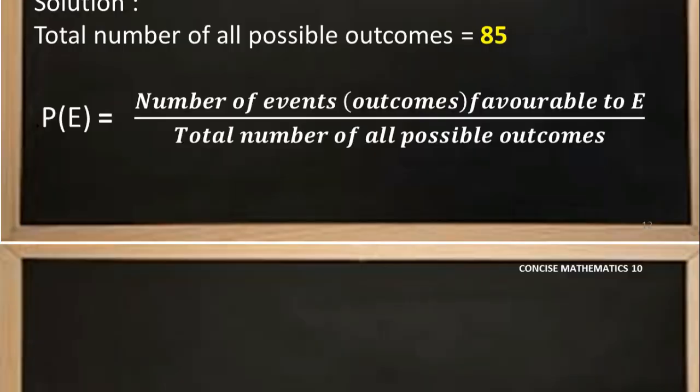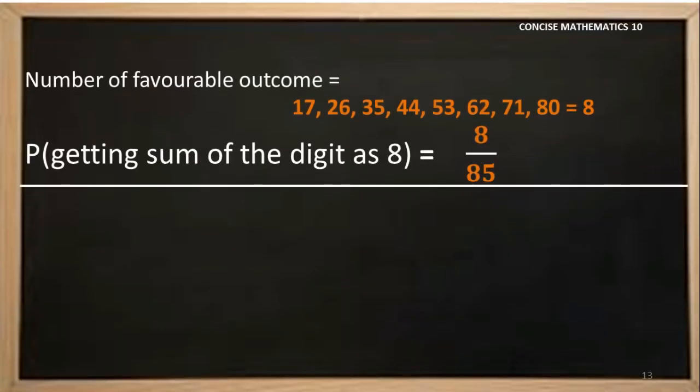Let us note down now which are the favorable outcomes. 17, 26, 35, 44, 53, 62, 71, 80. In this case, we have 8 possible outcomes and hence the probability is equal to 8 by 85.